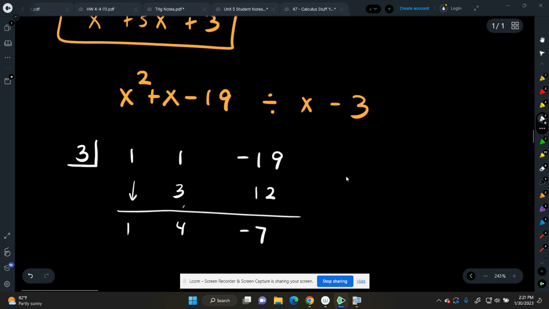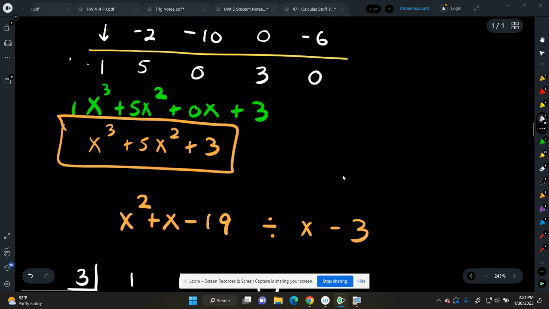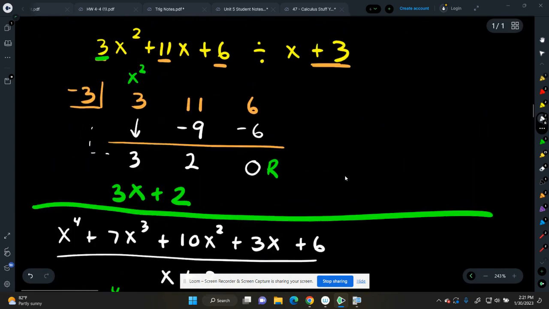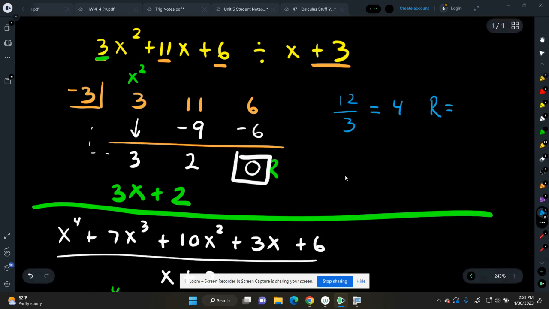So now let me explain what's happening. This last number right here is your remainder. Now let me take a step backwards and talk about some regular numbers, like 12 divided by 3. What's 12 divided by 3? Is there a remainder? No, there's no remainder.